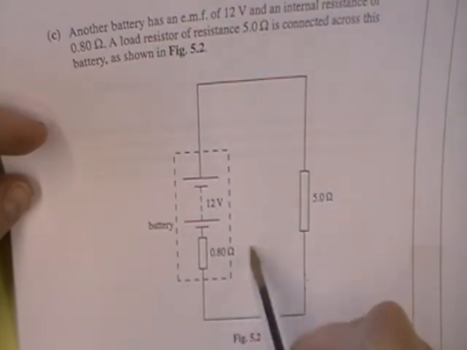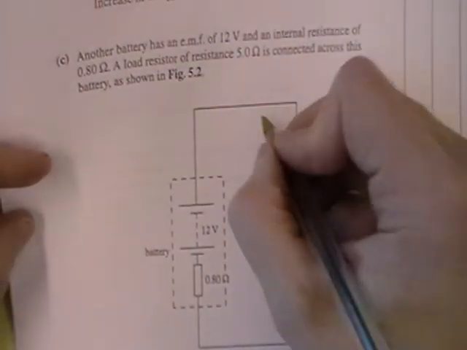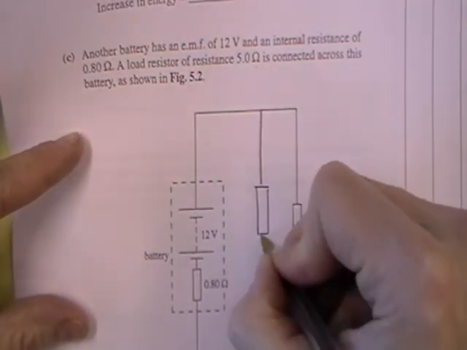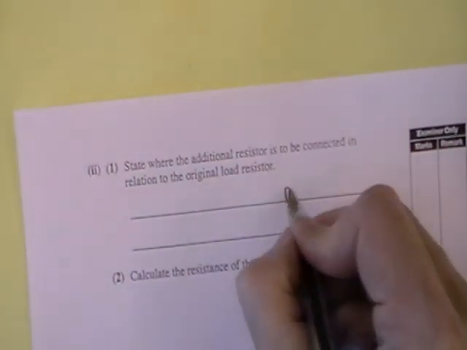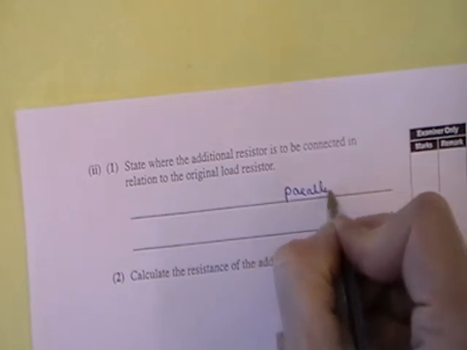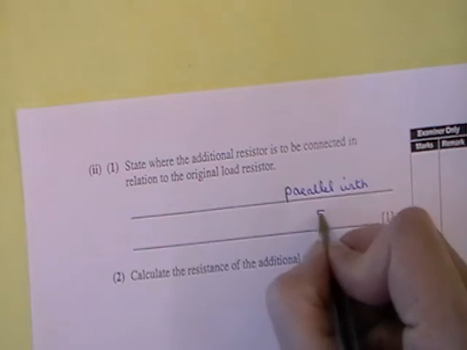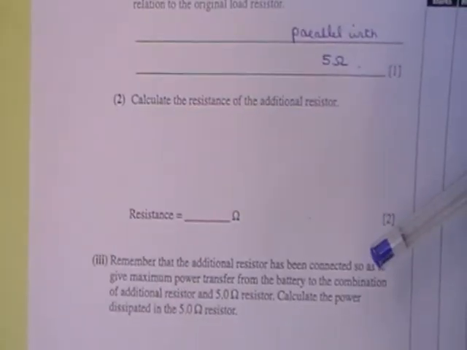And it's the next part of the question then, which we have to put in our new resistor to make this load here have an equivalent resistance of 0.8 ohms, and I'm just going to draw one in here. Okay, and it's going to have to go in parallel. So it has to go in parallel, and it goes in parallel with the 5 ohm resistor. And then it says calculate the resistance of the additional resistor.